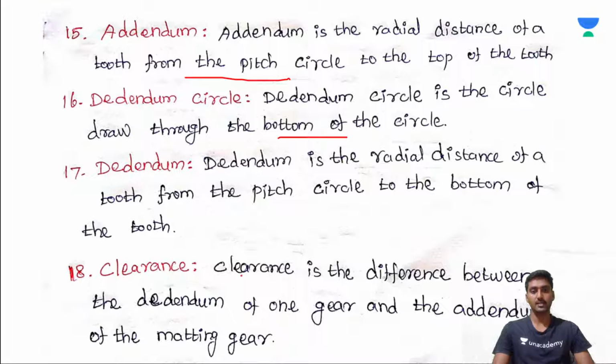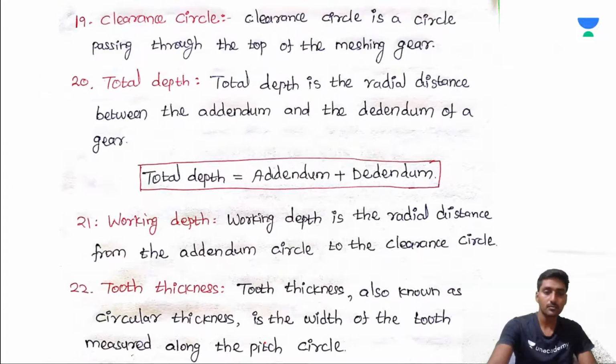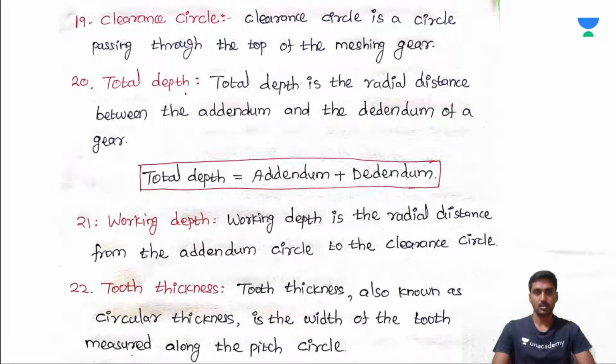Next, clearance. Clearance is the difference between the dedendum of one gear and the addendum of the mating gear. Clearance circle is a circle passing through the top of the meshing gear's teeth. Total depth is equal to addendum plus dedendum. Working depth is the radial distance from the addendum circle to the clearance circle.